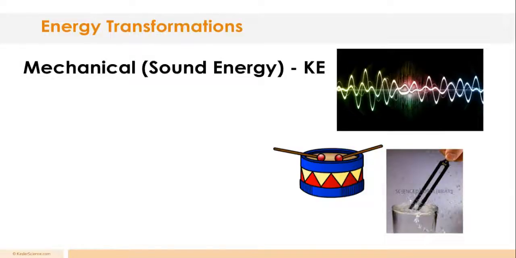Mechanical energy is also sound. Sometimes some of the stuff we'll look at lists this as a separate form of energy, but for our purposes in this class, we're going to label it under mechanical energy. Sound is mechanical energy in its kinetic energy form. It's energy in the form of wave motion.